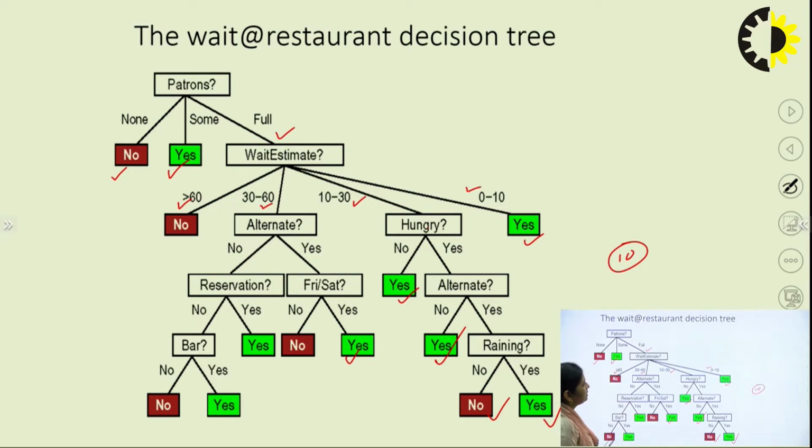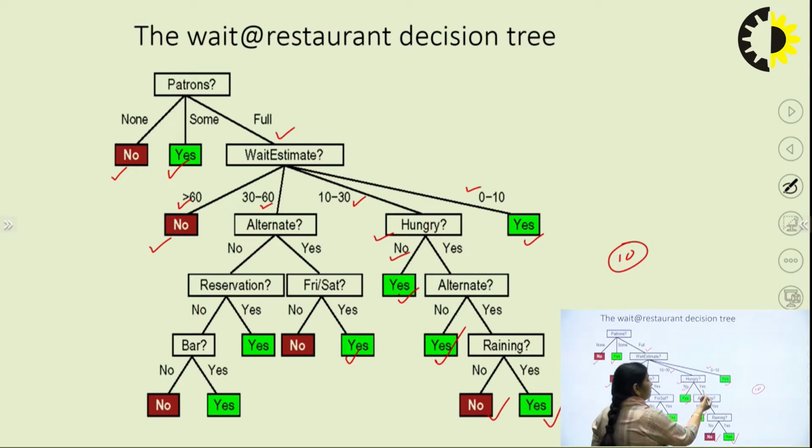If the wait is only about 10 minutes, that is 0 to 10, less than 10 minutes, then yes, we will take the restaurant. And if it is greater than 1 hour, the decision is no. We cannot wait for that much time. If it is about 10 to 30 minutes, we will check other attributes. Hungry has two possibilities. If no, it means we can wait for some time, so our decision is yes.